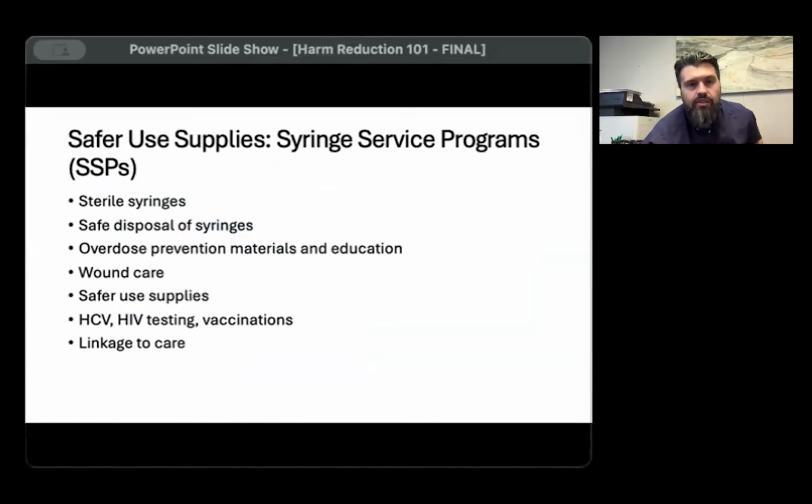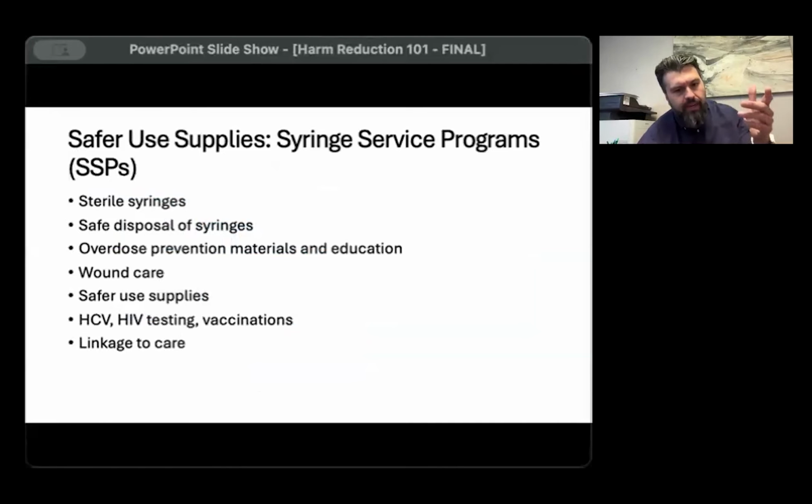Safer use supply, so syringe service programs. These are great. And like I mentioned before, they provide sterile syringes. They do safe disposal of syringes as well. They provide overdose education, etc. And some of these actually do a little bit more than that. They can do wound care. They can actually do testing and vaccinations there, and they can help link people to care. So I think that's a great thing to do.